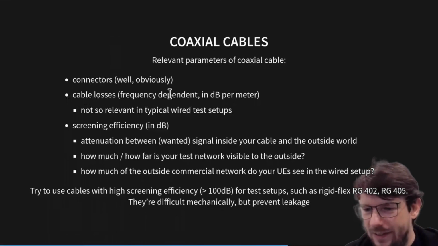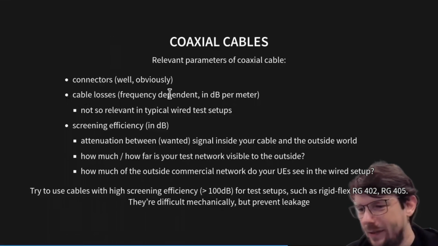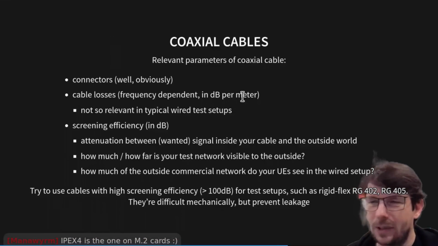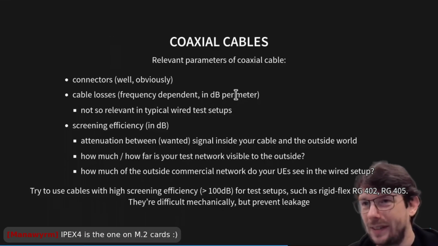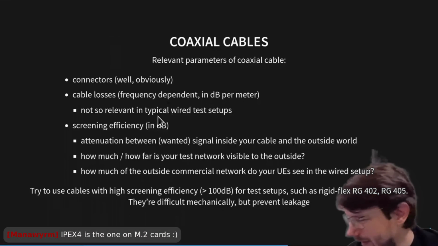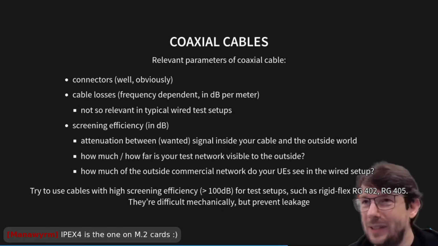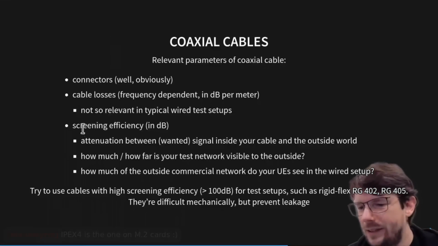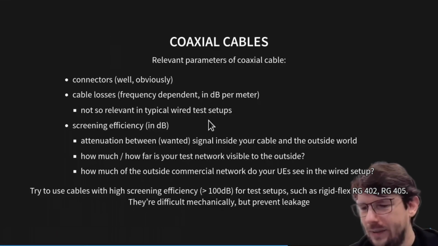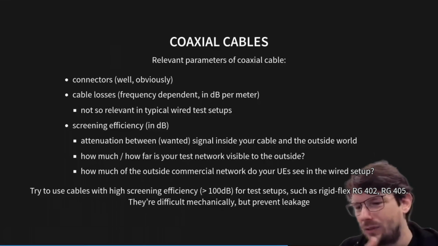The cable loss is typically frequency dependent and specified in decibels per meter or, to be more precise, per 100 meters. But the loss is typically relevant in wire test setups where we only have maybe 1 or 2 or 3 meters of cable. That loss is insignificant compared to all the other losses that we have in our system. What's more relevant is the so-called screening efficiency, which is also given in decibels. The screening efficiency tells you how much of your wanted signal inside the cable leaks to the outside world and vice versa.